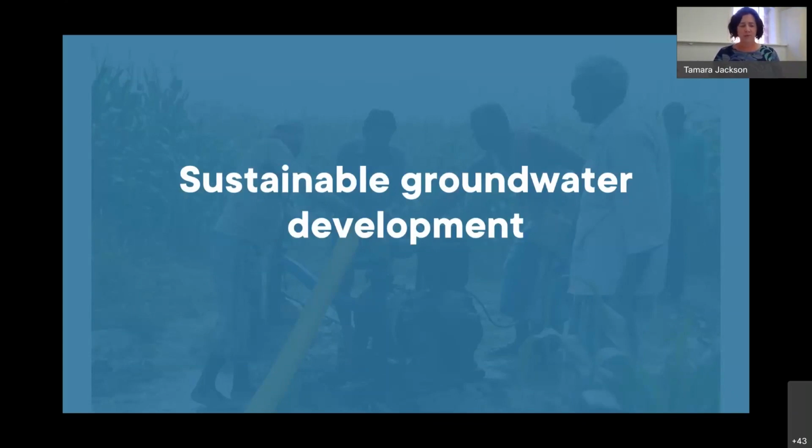And this work really builds on the work that was done in the early phases of SRFSI in terms of looking at water availability in the different districts where the project operated, as well as some work on water markets.